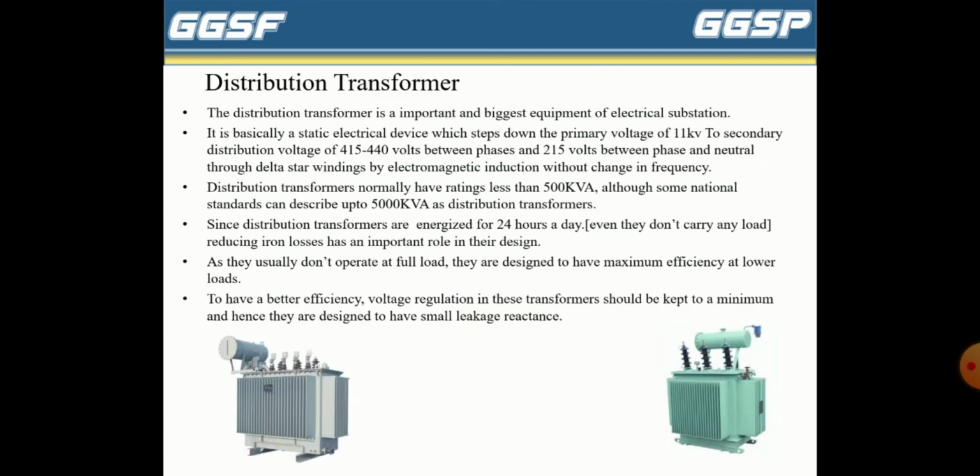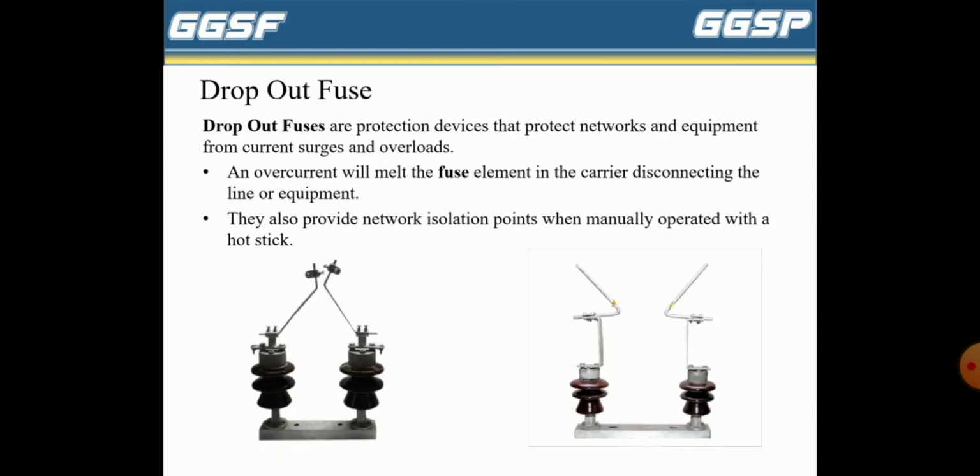Distribution transformer. The distribution transformer is the important and biggest equipment of the electrical substation. Distribution transformers normally have ratings of up to 500 kVA, although some national standards describe up to 5000 kVA as distribution transformers. As they usually don't operate at full load, they are designed to have maximum efficiency at lower loads. Since distribution transformers are energized 24 hours a day, even though they don't carry any load at all, reducing the iron losses has an important role in their design. To have better efficiency, voltage regulation in this transformer should be kept to a minimum, and hence they are designed to have small leakage reactance.